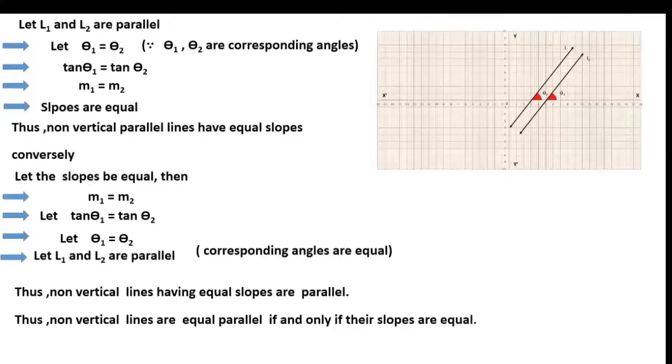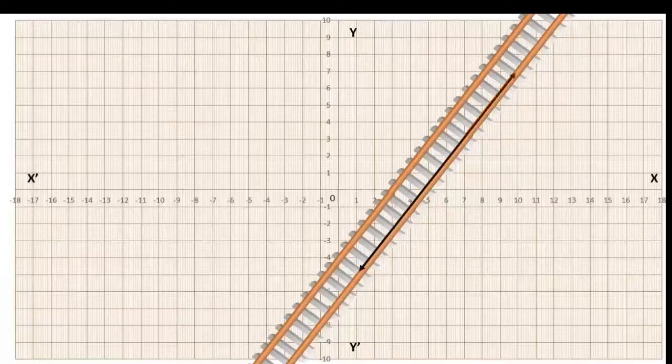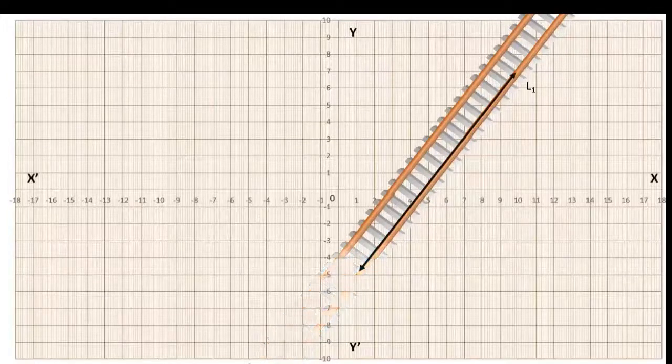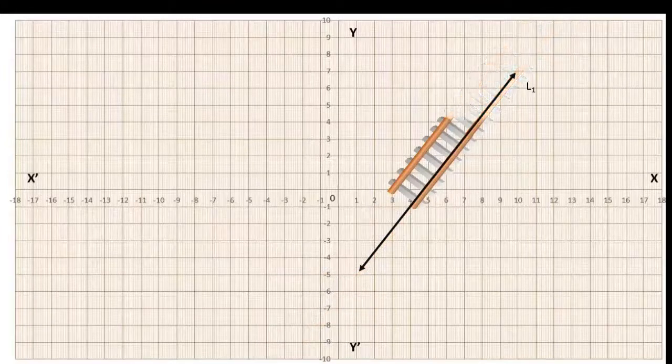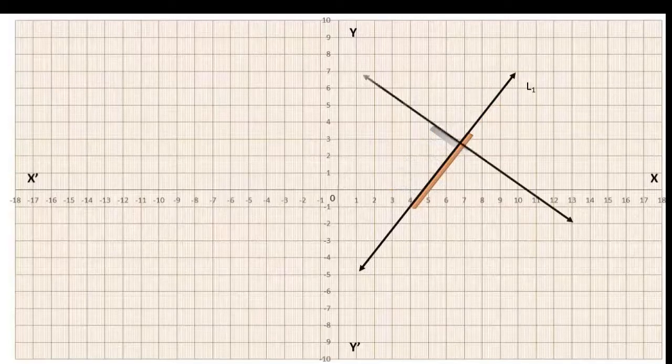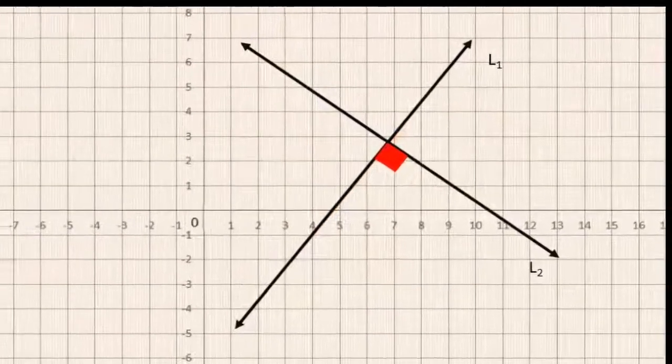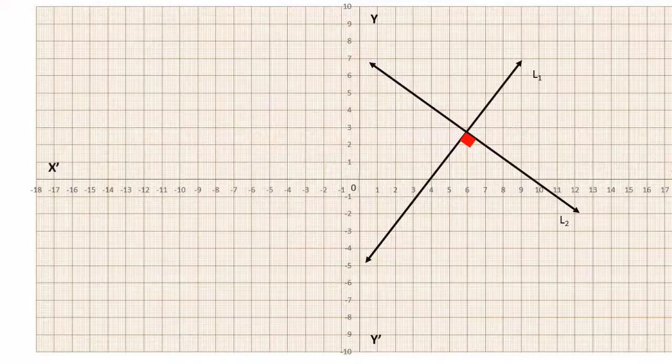Similarly, the track is taken as L1 and the base of the track is taken as L2. And these are cutting each other perpendicularly and make an angle of 90 degrees.